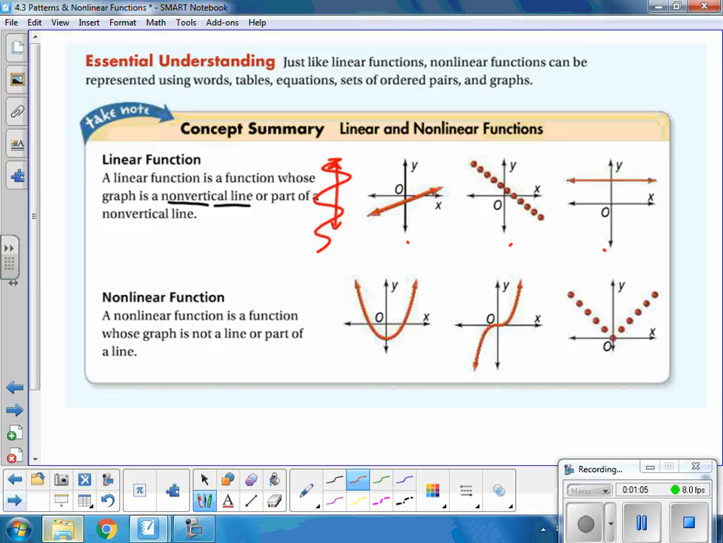Nonlinear functions, okay, so these are still functions, but they're not linear. We've got a curved line, we've got something curved, we've got a straight line, but this one, the V, is a little bit different. It looks like a V, and that is also not linear. It's made up of two straight lines, or it's a part of a straight line.